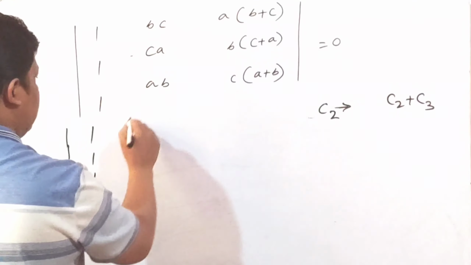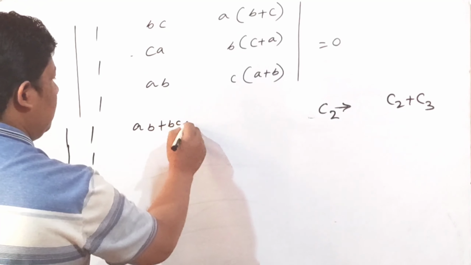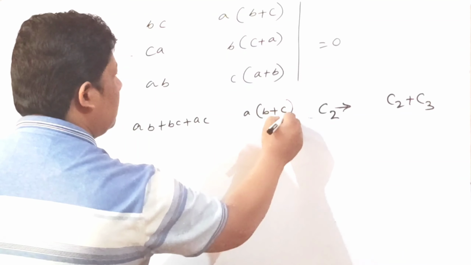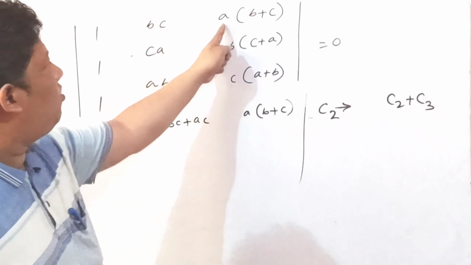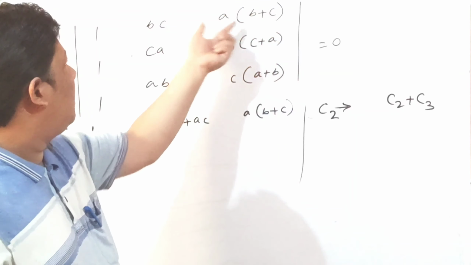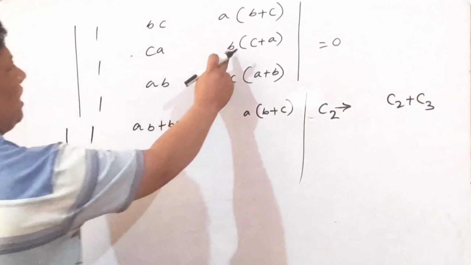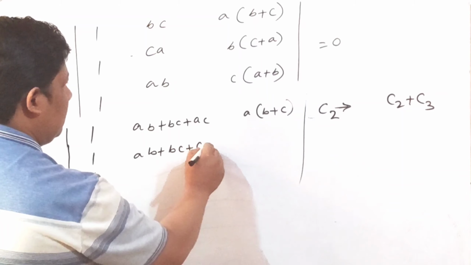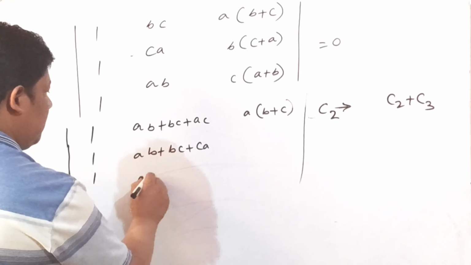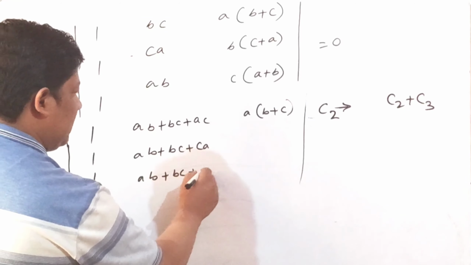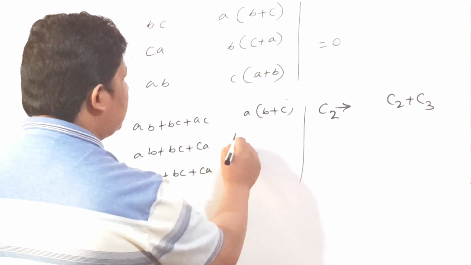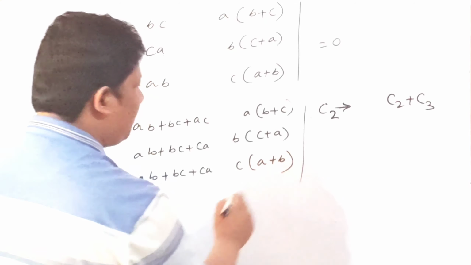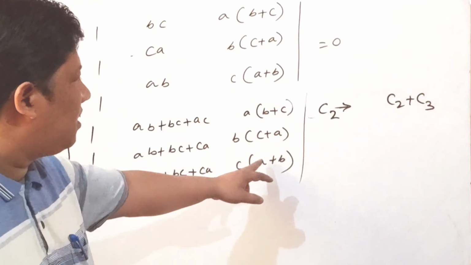AB plus BC plus AC and A into B plus C. These numbers I get when I multiply these numbers with this and add this one. Again you multiply this one, AB plus BC plus CA. Next, when you multiply, AB plus BC plus CA, again the remaining numbers are B into C plus A, C into A plus B. So I think you understand what I am going to discuss here.